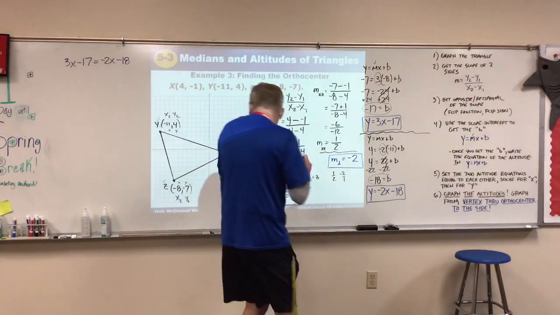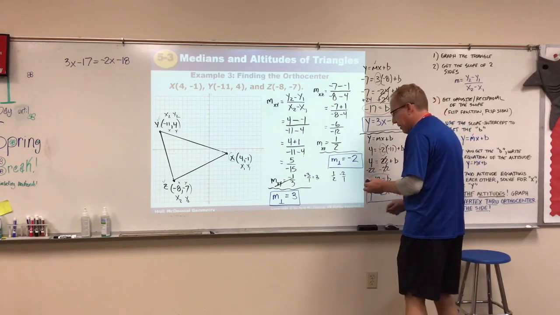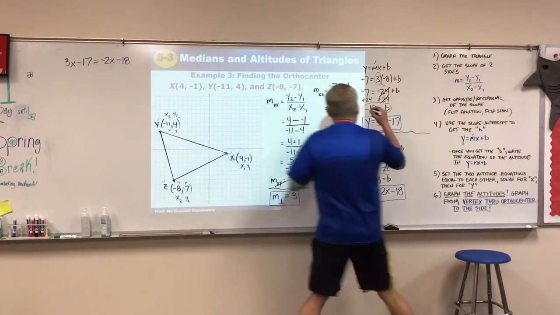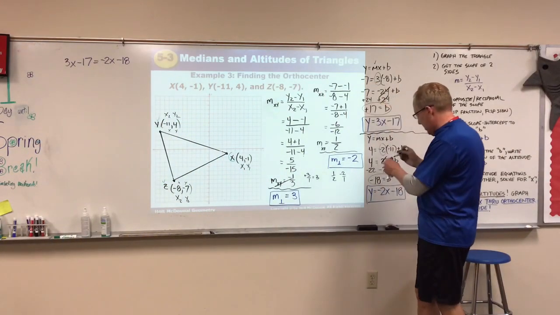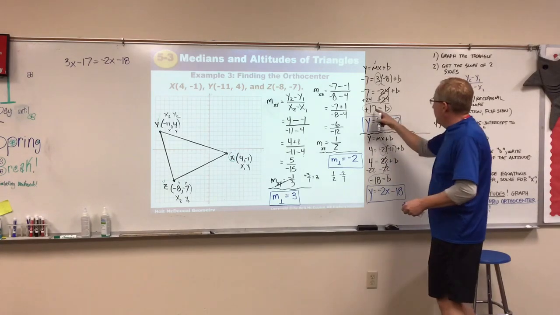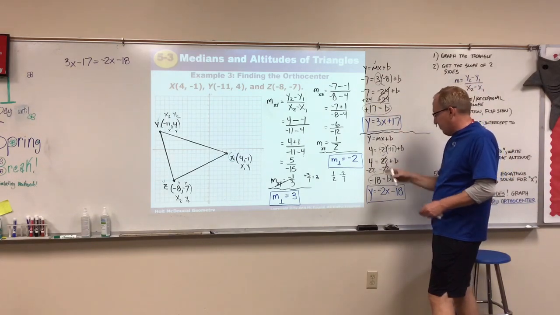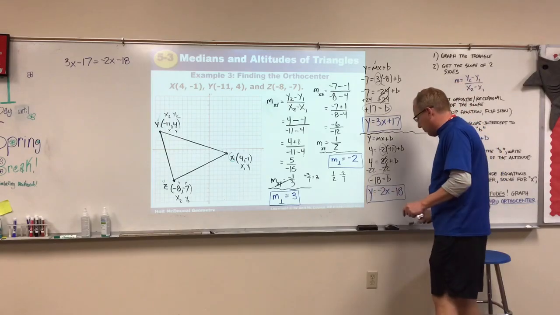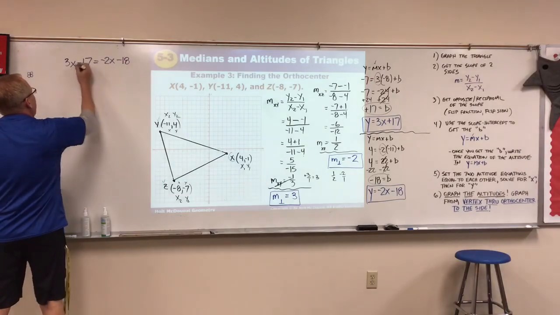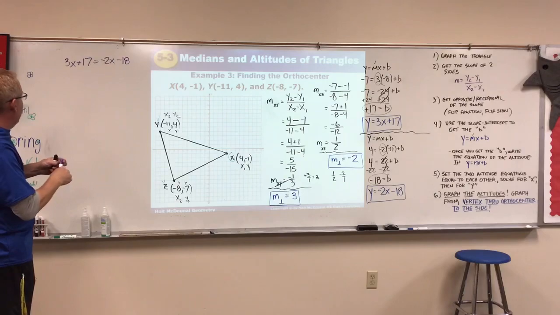Sorry, this should be negative 7 plus 24, which is plus 17. This should be plus 17. Sorry. All right, hopefully many of you caught that as I was doing this. So this is 3x plus 17 equals negative 2x minus 18.